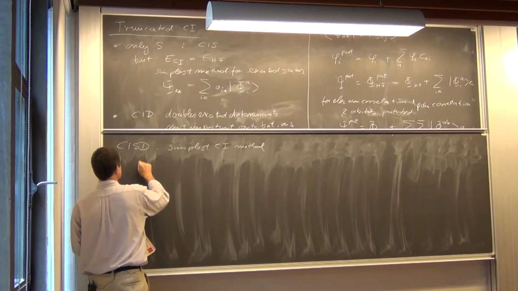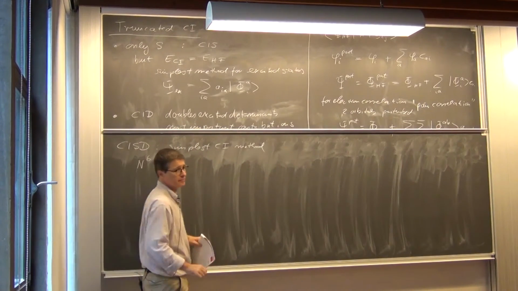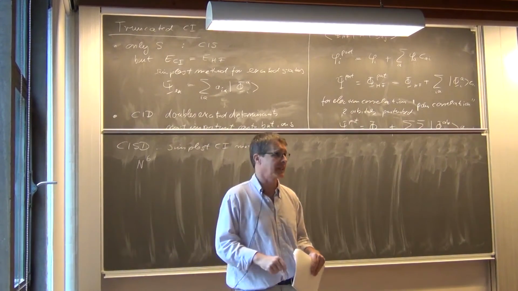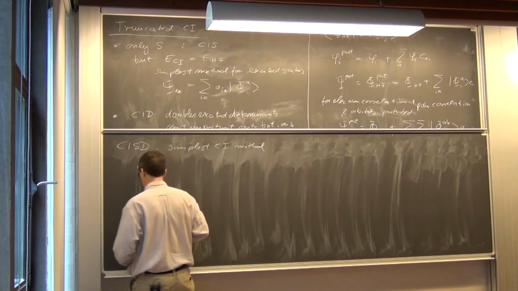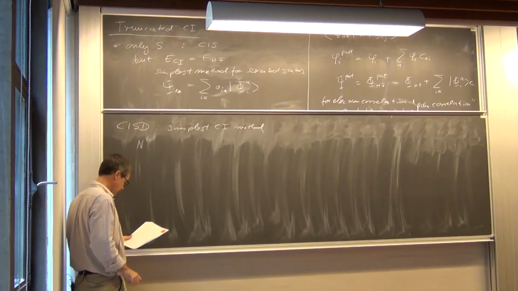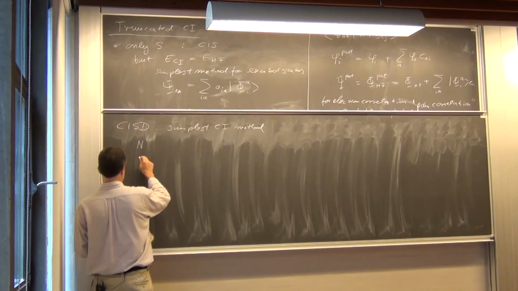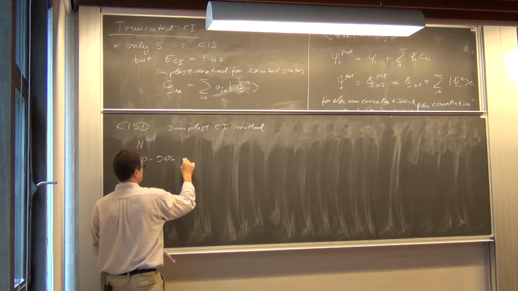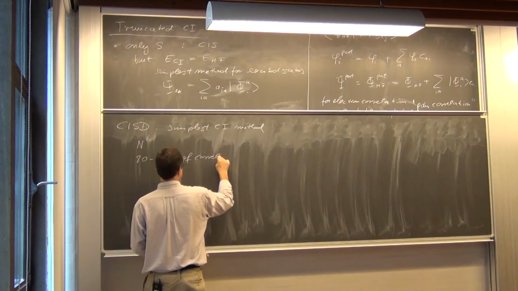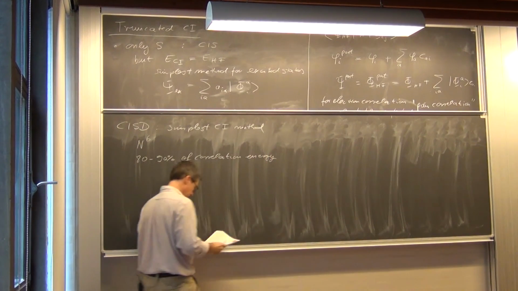It scales with the number of basis functions to the 6th power. Remember, the integral transformation was N to the 5th. That is 1 power higher, so it is N to the 6th. How much of the correlation energy do you get? About 80 to 90% of the correlation energy, you would get.